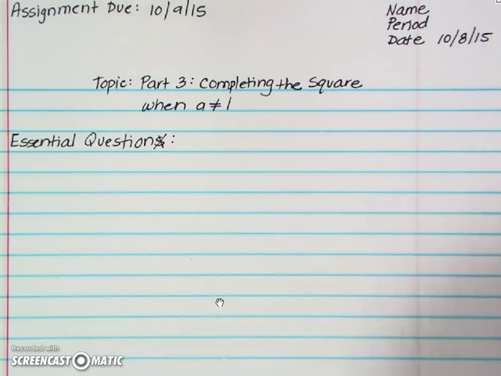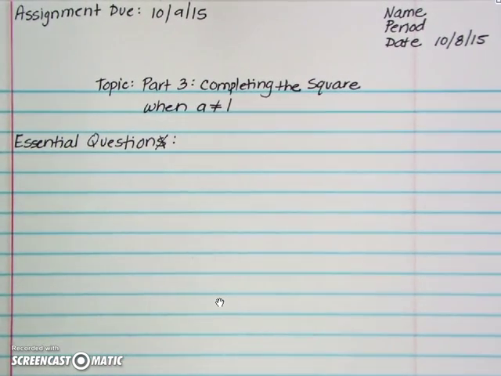Okay, class, today we're going to do part 3. It's called completing the square when a is not equal to 1. Make sure you get your paper ready. I want you to write this down: your name, period, and date. Today's date is October 8th. Your assignment is due tomorrow. And the topic is completing the square when a is not equal to 1.